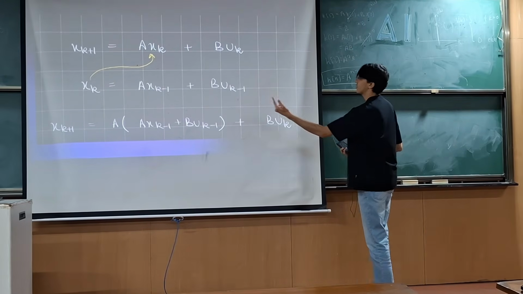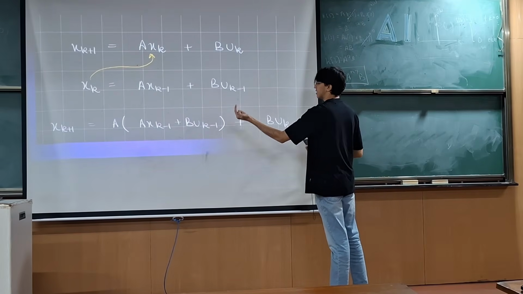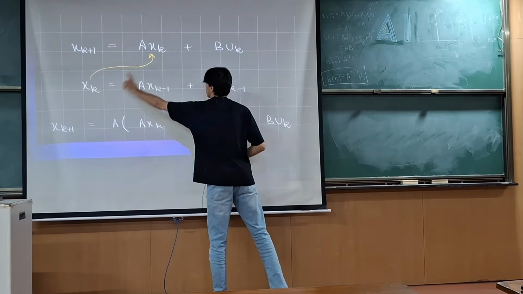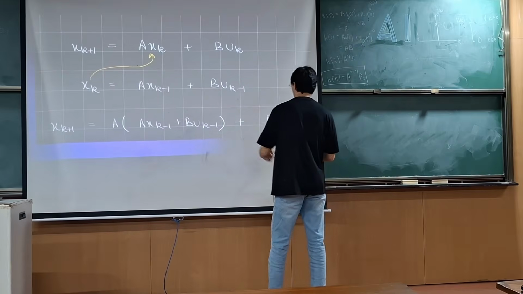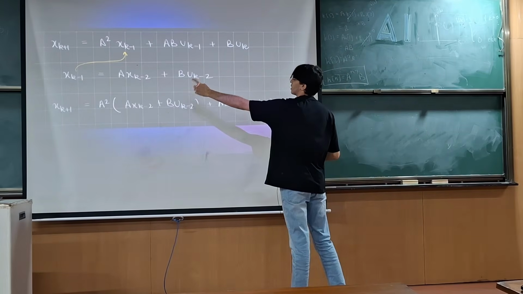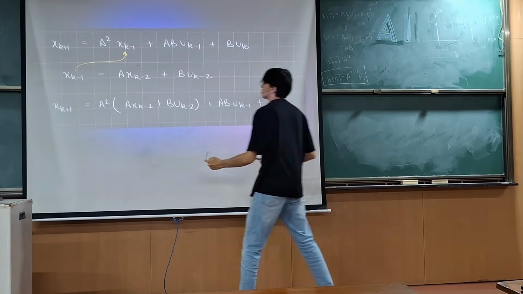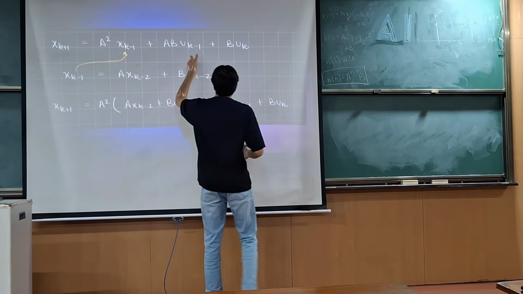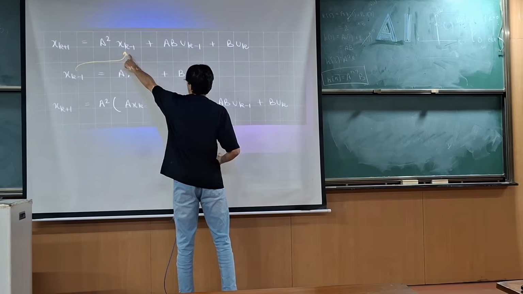So you had x of k plus 1 as a x of k plus b u of k. Now x of k you would write as a x of k minus 1 plus b u of k minus 1. So I'll put this x of k in and let's just expand it. So a times this, when you write it in expanded form, it will be something like this: x of k plus 1 is a square x of k minus 1 plus a b u of k minus 1 plus b u of k. So you'll see that in x of k plus 1, both the input at time step k minus 1 and k are coming, and the hidden state at k minus 1.